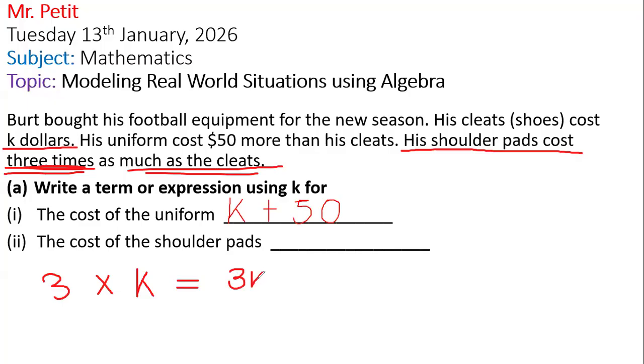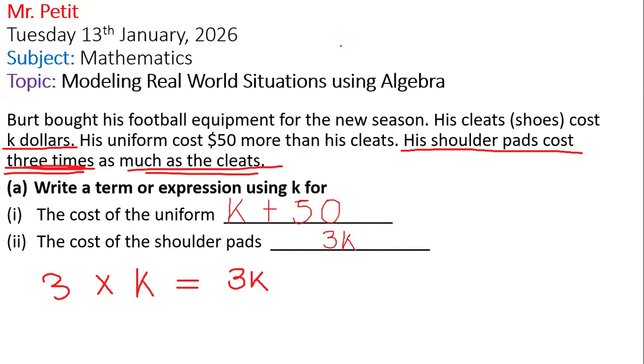Let me ask all this again. What is 3 times K? 3K. Very good. So that's how we get it. So it's going to be 3K. Any questions so far on these two?